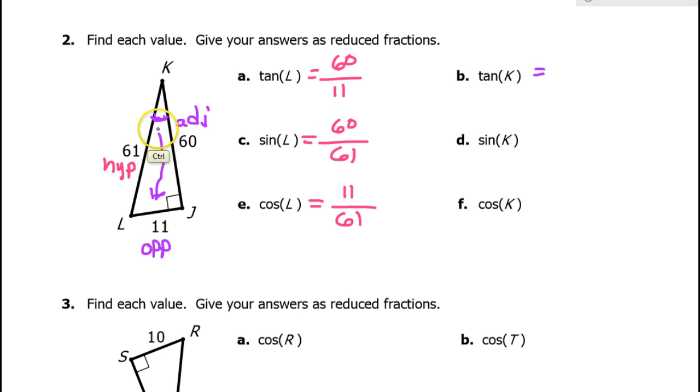So tangent is opposite over adjacent, so that's 11 over 60. Sine is opposite over hypotenuse, so that's going to be 11 over 61. Cosine is adjacent over hypotenuse, so that will be 60 over 61.